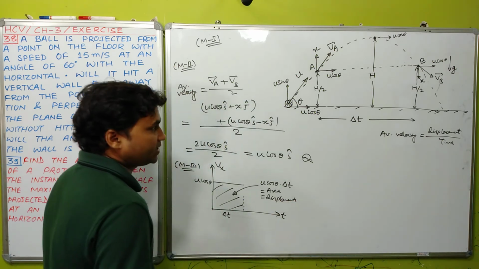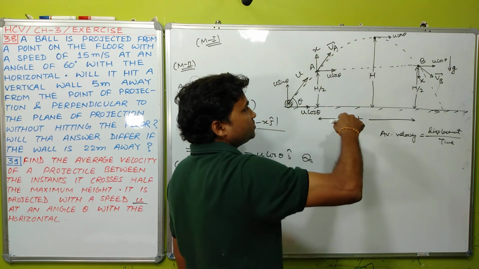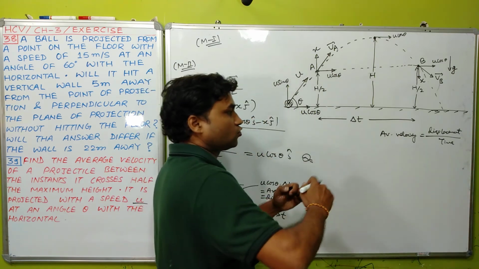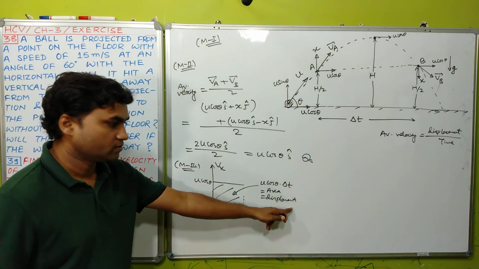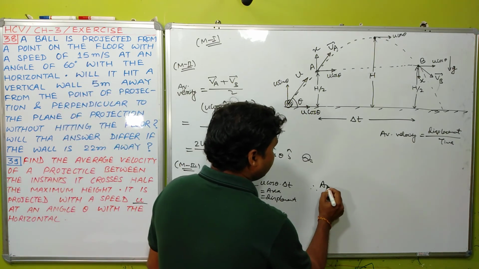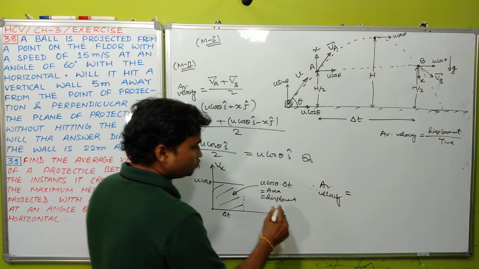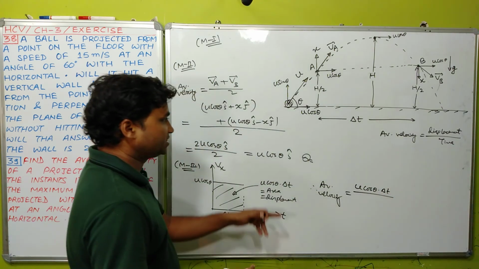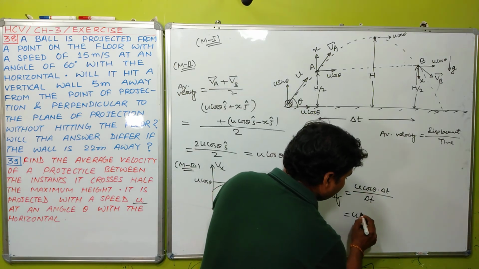The concept should be clear, don't be confused. There is no displacement in the vertical direction when the particle moves from point A to point B. It comes back to the same level, so there is no displacement in the vertical direction, only displacement in the horizontal direction. So this is the final net displacement for calculating average velocity. And so average velocity is displacement, u cos theta into delta t, divided by time. What is the time taken? It is delta t, and so again this will give you u cos theta.